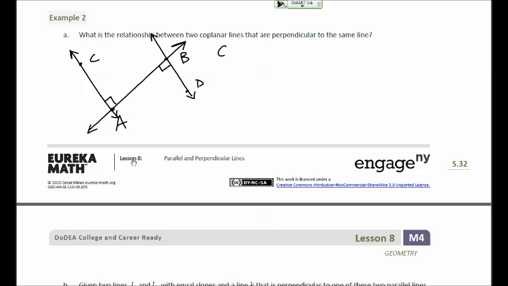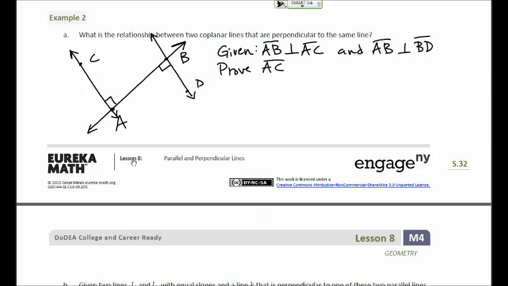Okay, so I'm given that segment AB is perpendicular to segment AC, and segment AB is also perpendicular to segment BD. And I want to prove that based on this and this alone, I know that AC must be parallel to segment BD. That's my goal. Now, I could go back and use similar triangles like I did for perpendicular, but I figure I already have proved perpendicular, and so I can use the slope criteria for perpendicularity and make this pretty easy for myself.